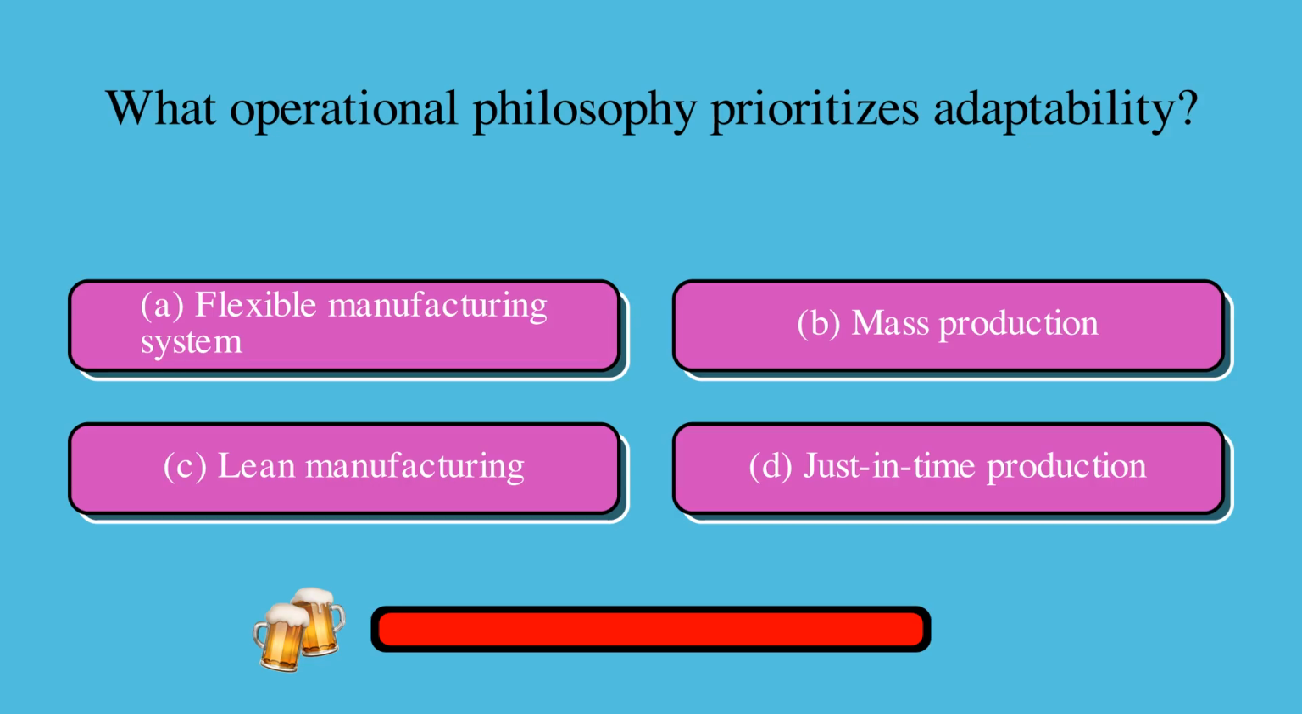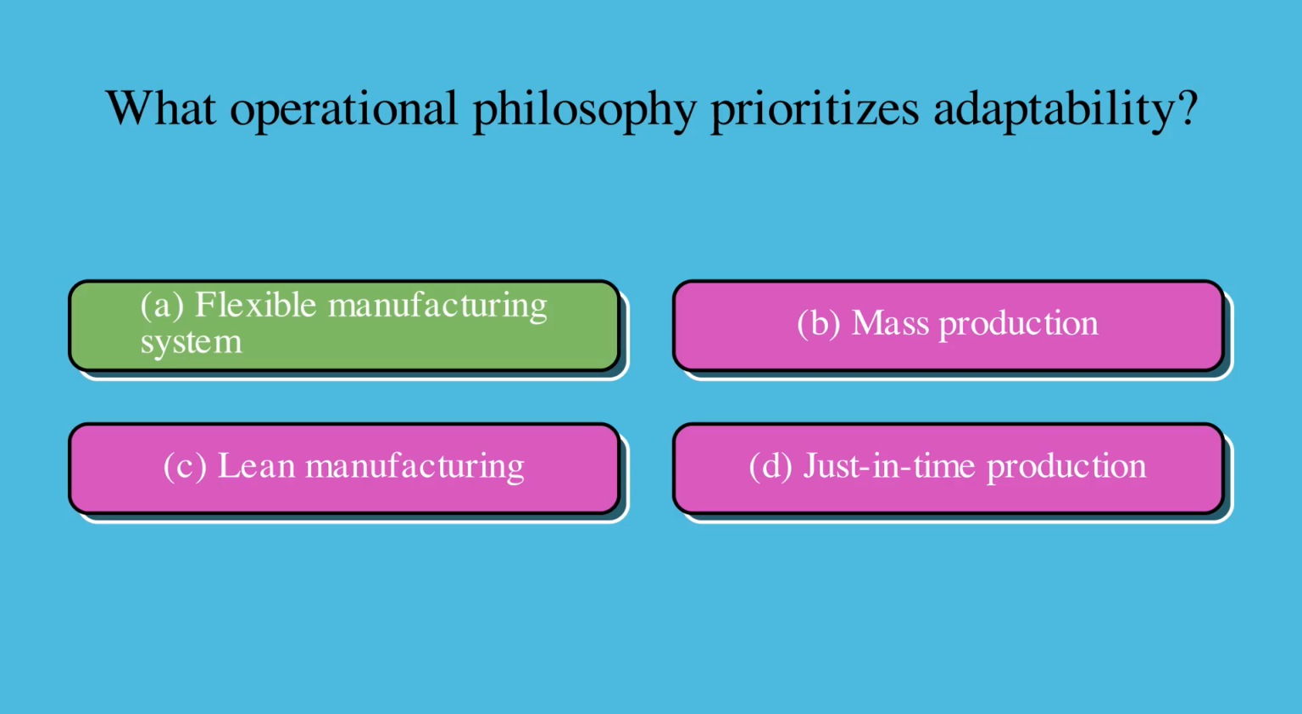What operational philosophy prioritizes adaptability? Is it A, flexible manufacturing system, B, mass production, C, lean manufacturing, or D, just-in-time production? The correct answer is A, flexible manufacturing system.